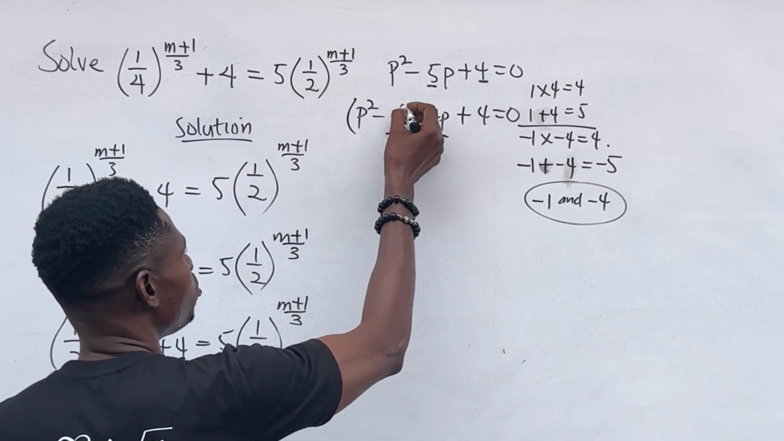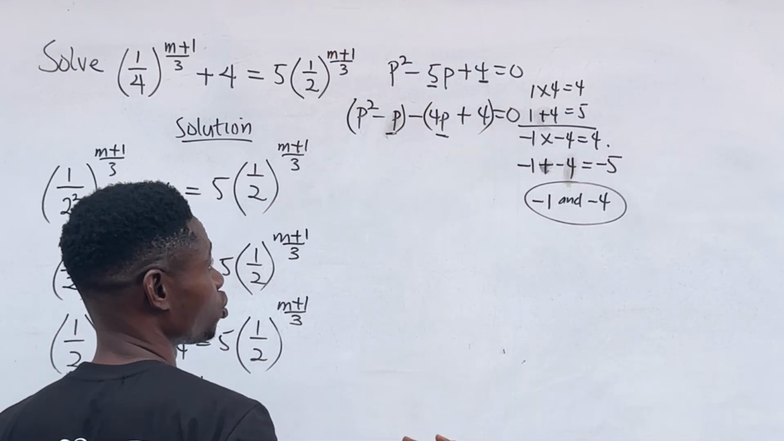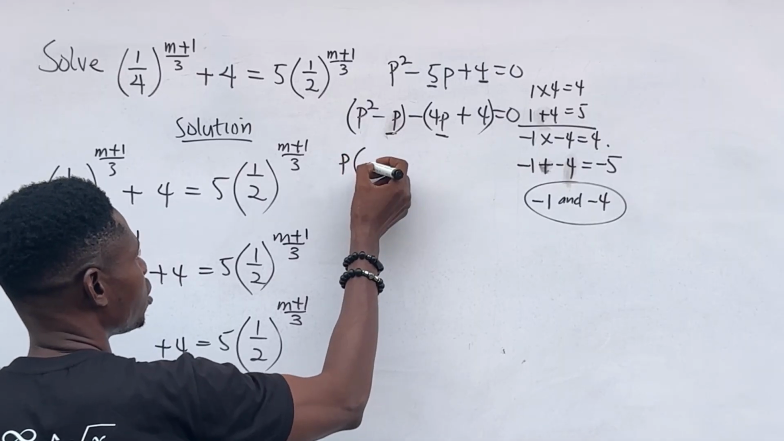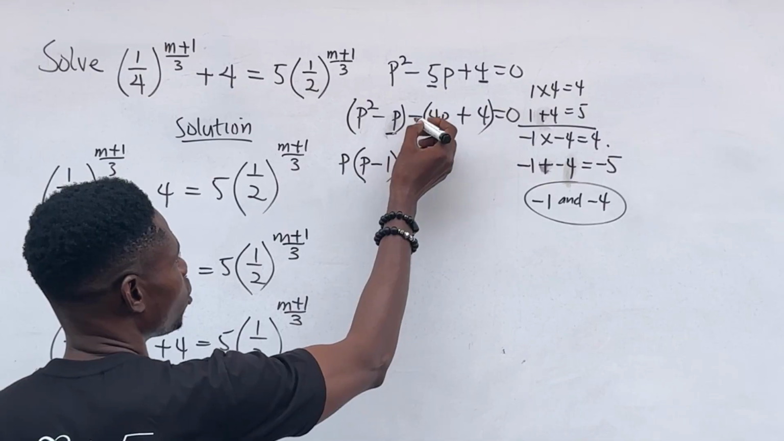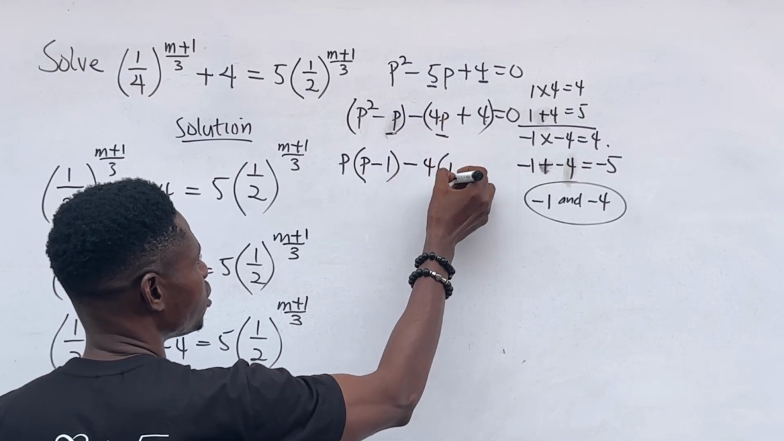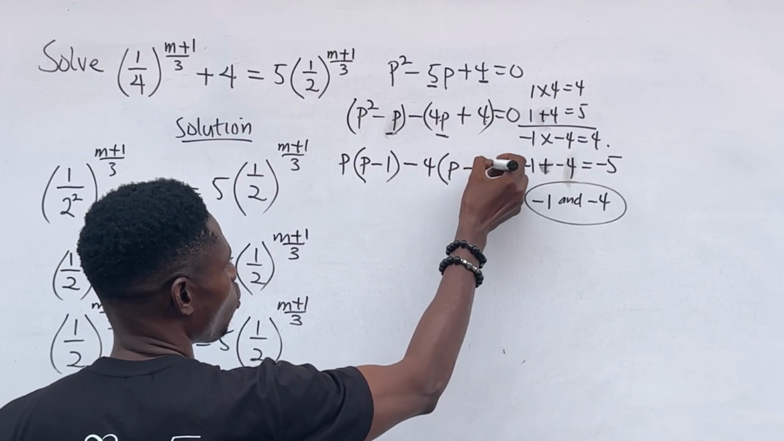So now we can group to factorize, but this is called the factorization method. So what's common in this bracket? We have p common, we have left p minus 1, then we have a minus. What's common in this other bracket? 4 is common. What's left is p. We have a plus here, but we're going to need a minus 1.